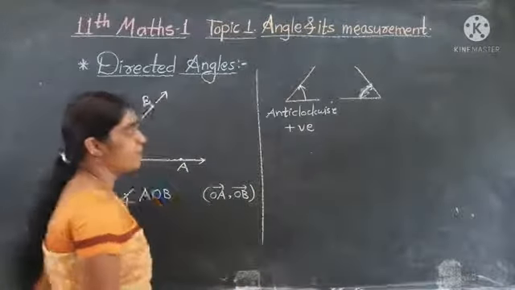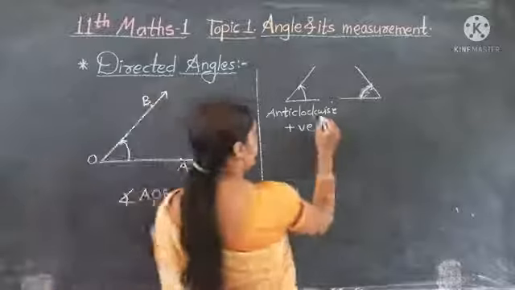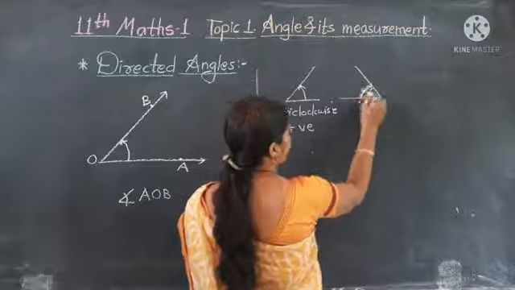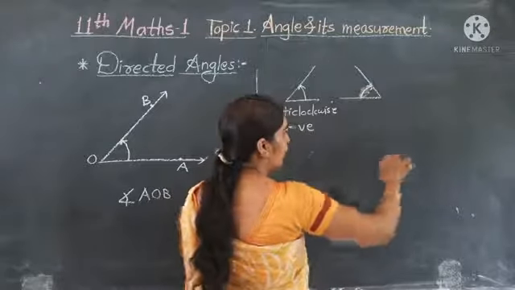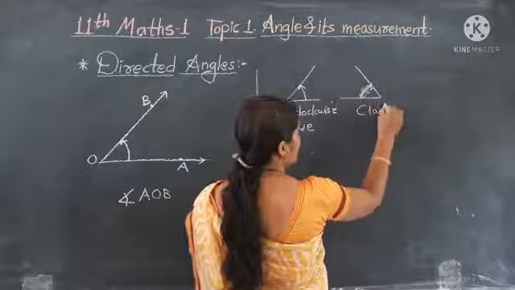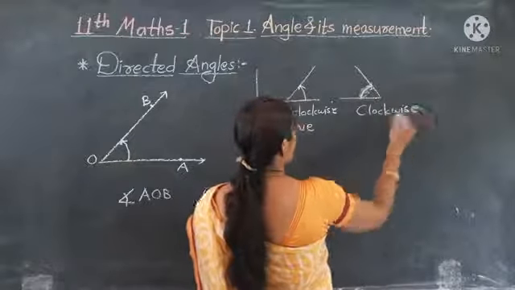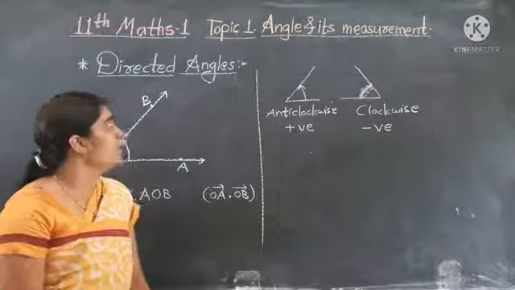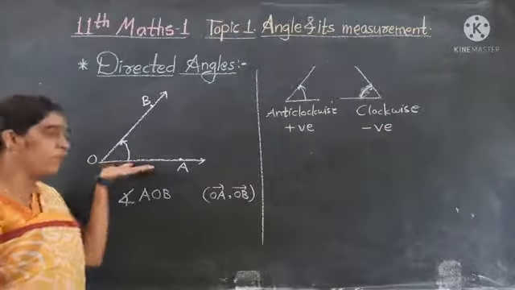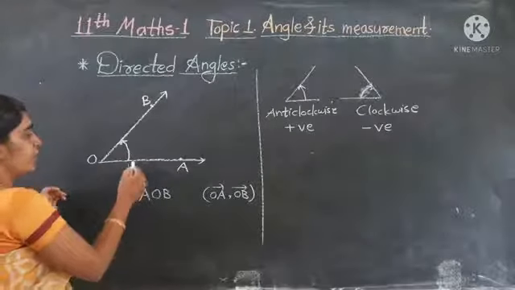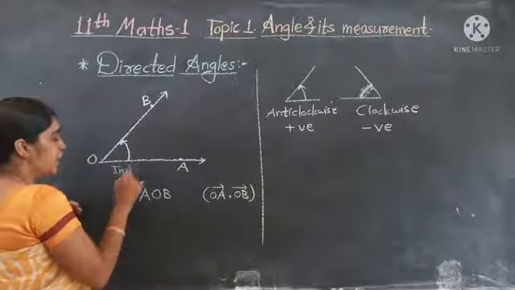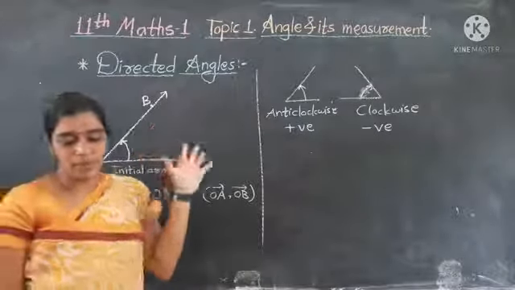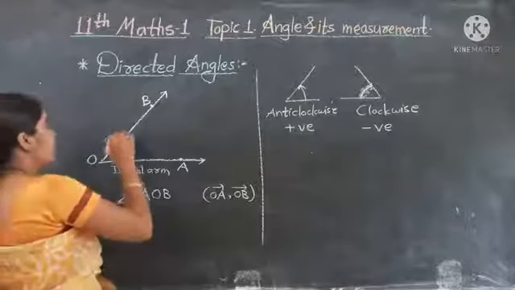If the angle is measured in anti-clockwise direction, then we take it as positive. And if it is in clockwise direction, see in this way, so it is in clockwise direction, so we take this angle as negative. See, once again I will tell you, OA bar is the initial arm. This arm is called the initial arm. And OB bar we call the terminal arm.